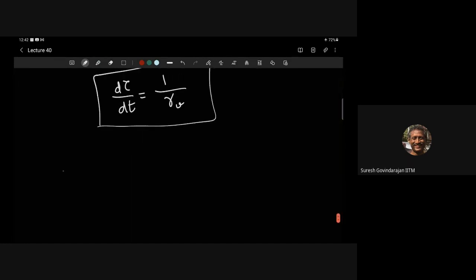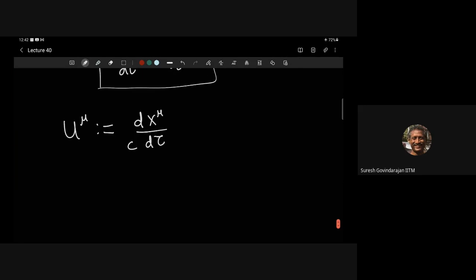So now I will define for you a 4-vector u mu as follows. Remember d tau is a Lorentz invariant. So this is just defined to be dx mu by c d tau, where tau is the proper time. It is obvious that this is a 4-vector. We'll call it the velocity 4-vector. In a moment you'll see why.